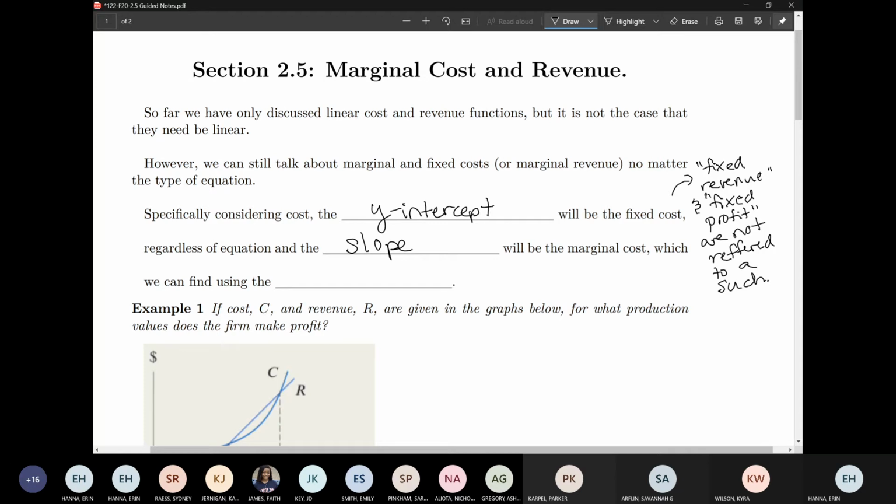Well, how do we find the slope if it's not a linear function? We're going to find that using the derivative, because the derivative is a slope. You don't have that connection in your brain yet. Connect them. The derivative is a slope.